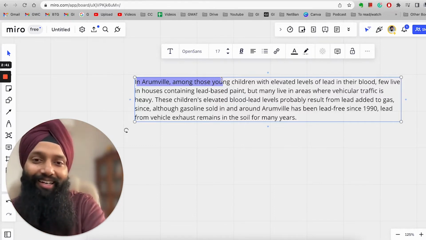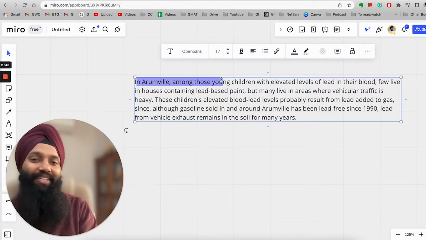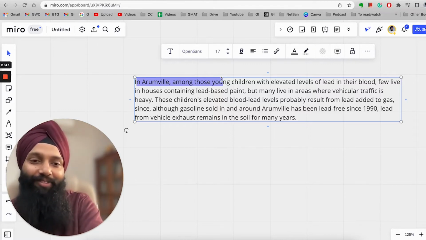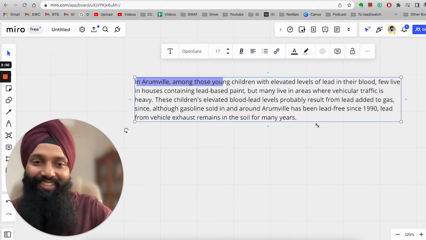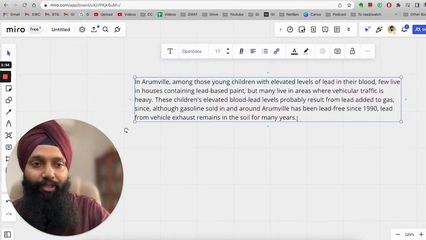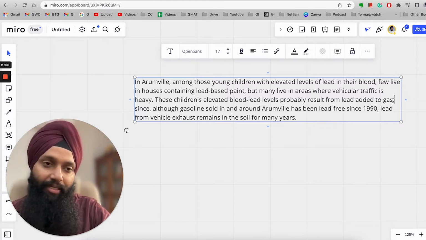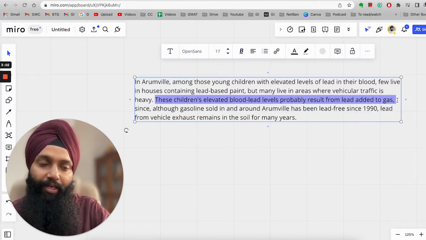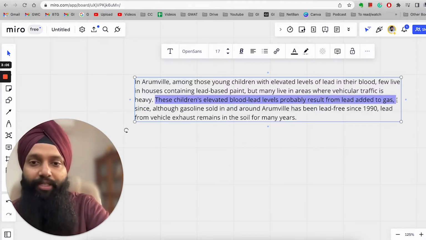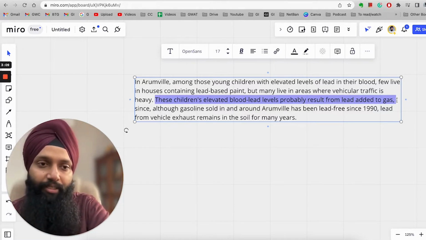I think some people are used to not taking a pause in the middle of a passage. They take a pause only at the end. But it's a good strategy, a good technique, to take pauses at the end of any sensible idea. So this is a complete idea, so we can take a pause here. We are saying these children's elevated blood lead levels probably result from lead added to gas.